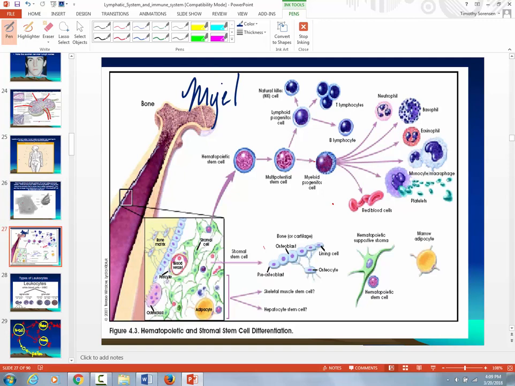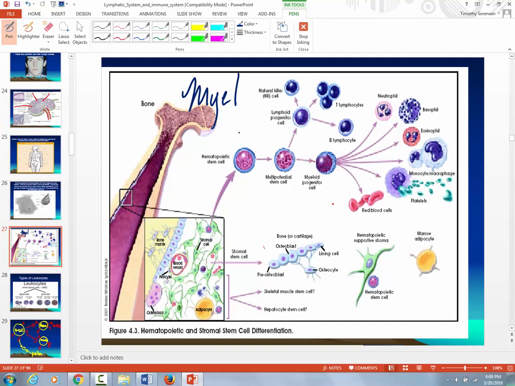It's myel. Have you ever heard of multiple myeloma? So myel means bone marrow. You got me? I think I'm spelling that right. Close enough. All right. So this is what I want you to understand. Again, I'm going to simplify this stuff.